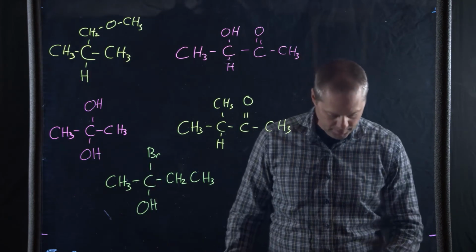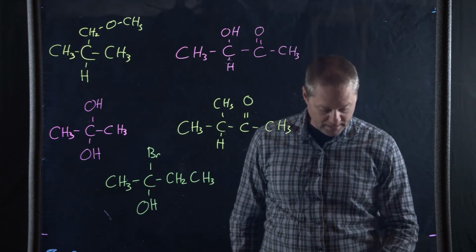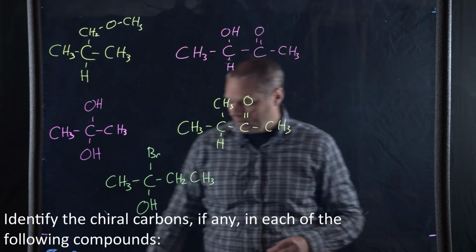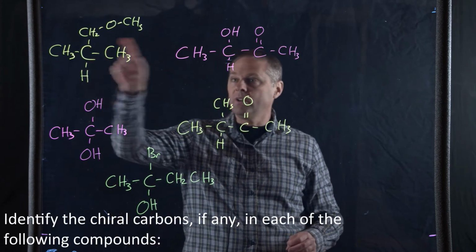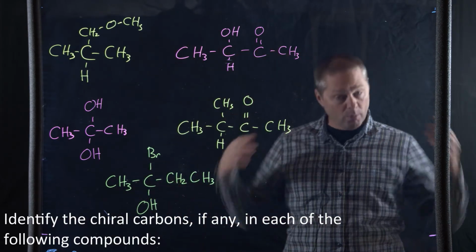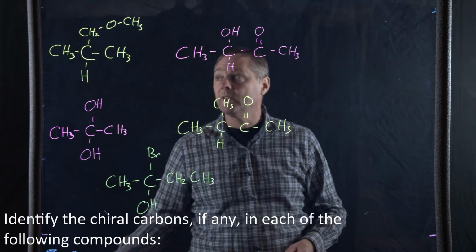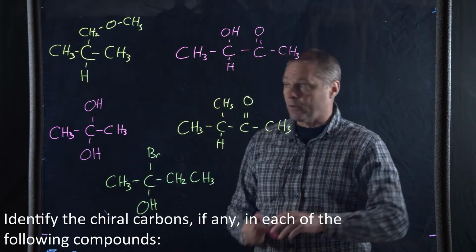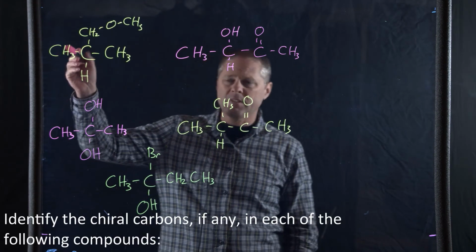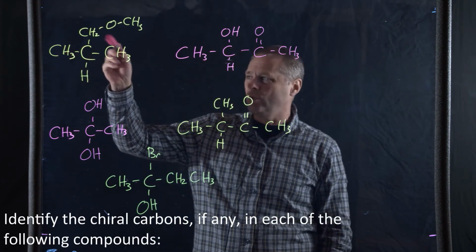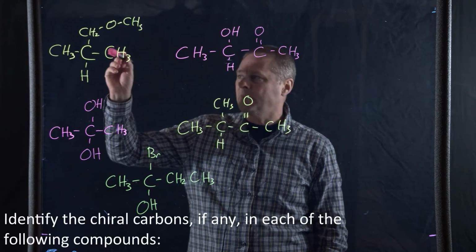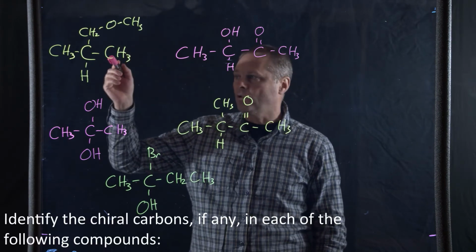Now, this question asks, identify the chiral carbons, if any, in each of the following compounds. So we happen to have 5 compounds here, 1, 2, 3, 4, 5. Once again, if the carbon is chiral, the whole molecule is going to be chiral. So what we want to do is look for 4 different groups. We're going to look at this center carbon here. Anytime you have the CH3, CH2, they're not going to be chiral carbons. So you want to look at something that has different groups associated with it.